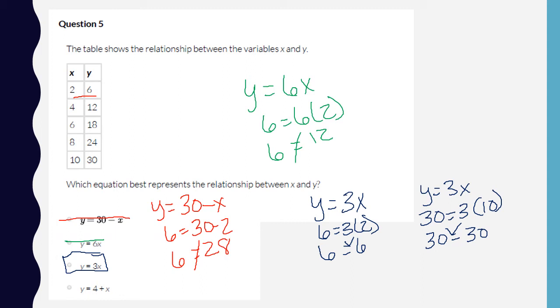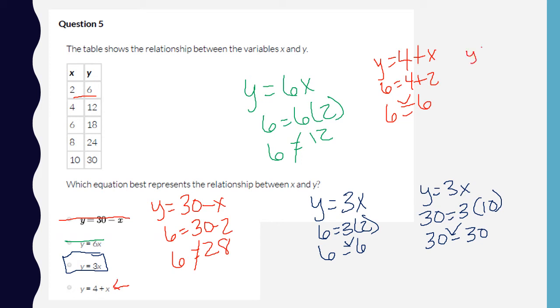I could plug it into the last one. See, here is a good example. Let's look at the last one. Okay, y equals 4 plus x. I can plug that first ordered pair in. 6 equals 4 plus 2. And 6 does equal 6. Do you see how that could be confusing here? Because that could be my answer there.